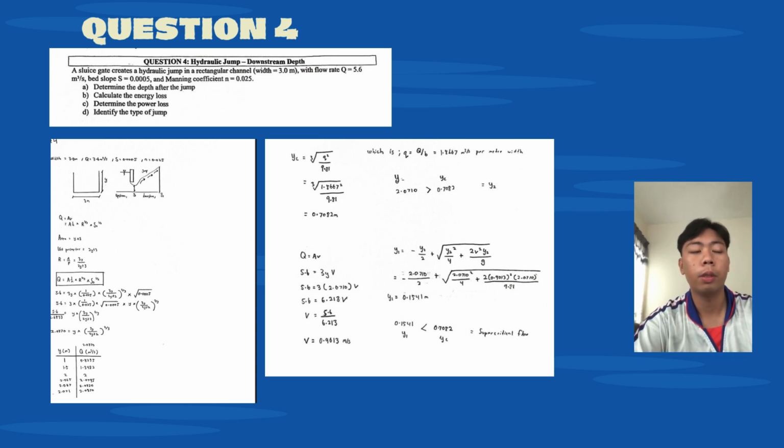So we use the formula Q back. Yes, Q is A times 1 over N times R to the power of 2 over 3 times S to the power of 1 over 2. So the area we have is Y times 3. The wetted perimeter we get is 2Y plus 3. And the R we get is 3Y over 2Y plus 3.